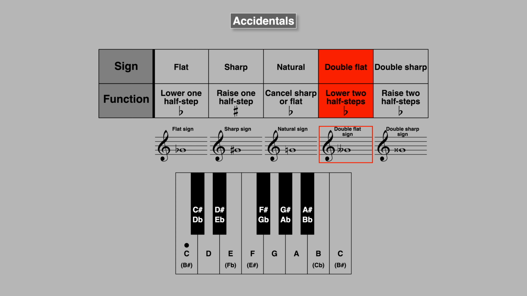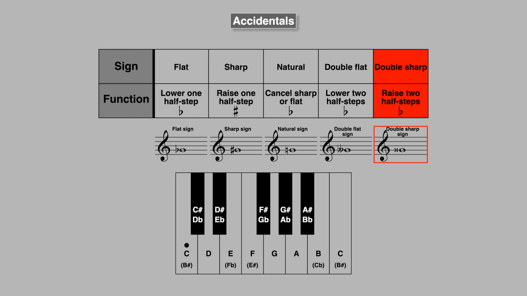The double flat sign will lower the pitch by 2 half steps. As a result, the G has been flatted by 2 half steps to G double flat. Even though the resulting key on the keyboard is an F, you have to use the name G double flat as the accidental was applied to the note G.